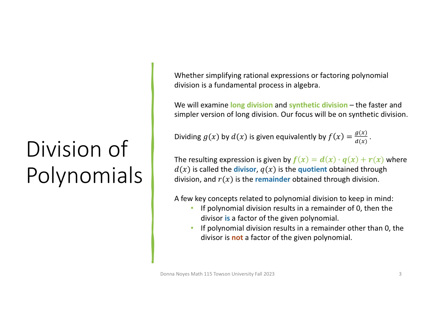So if we have an expression that is dividing the function g of x by d of x, we can say that that is represented by the simplified version f of x, and f of x is equal to g of x over d of x. The resulting expression given by actually performing the division is given as f of x is equal to d of x times q of x plus r of x.